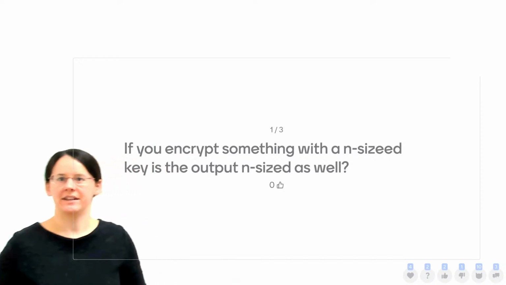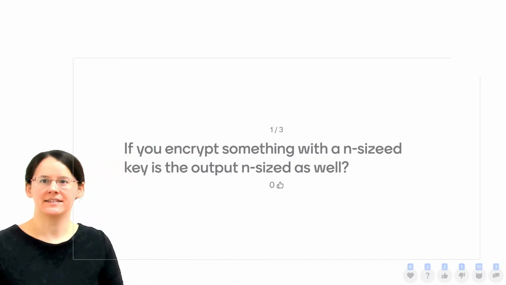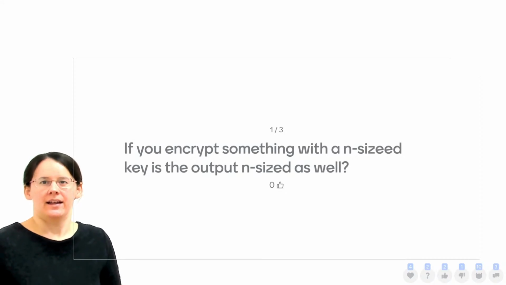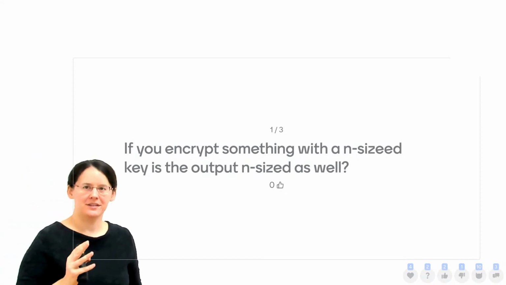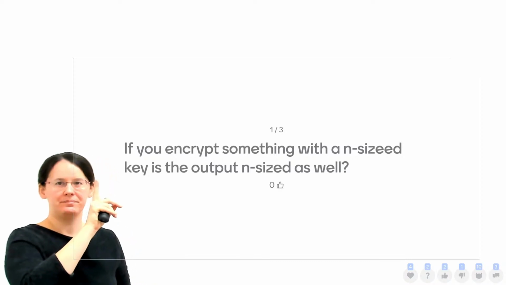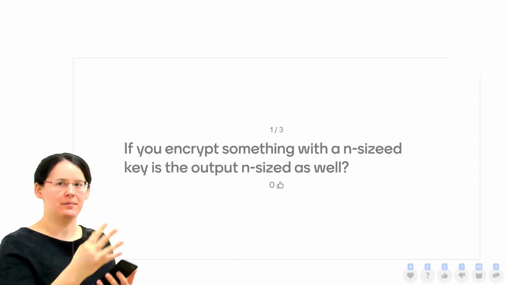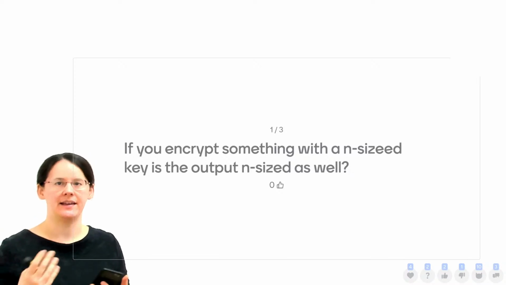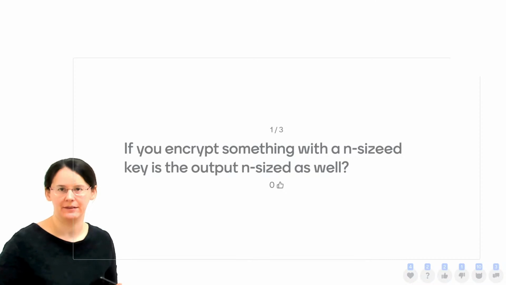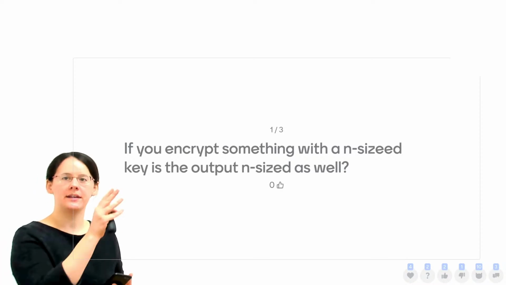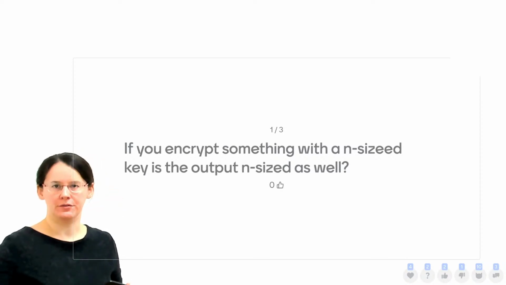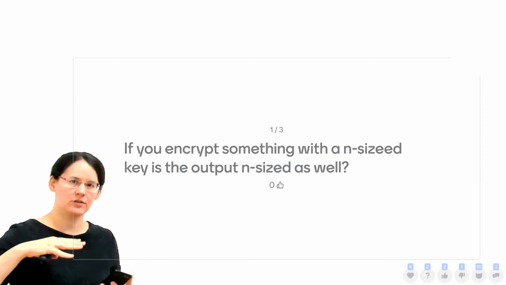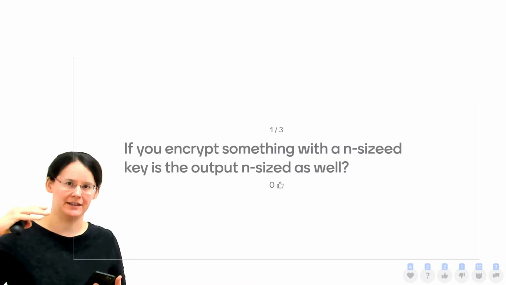So the first question is, if we encrypt something with an n-sized key, is the output n-sized as well? I'm not sure what this means exactly, but usually the message block and the key can have different sizes. In AES, they're the same. They're both 128 bits in the default case, but the key could also be, for example, 256 bits. And the ciphertext block size is always the same as the message block size.